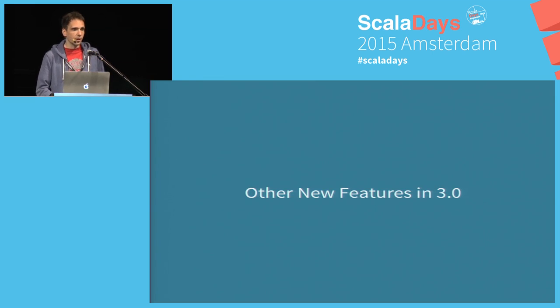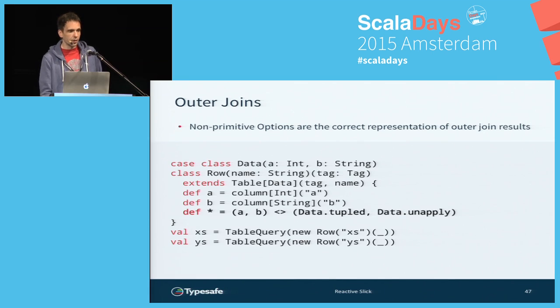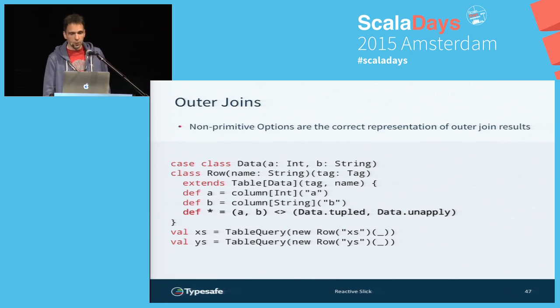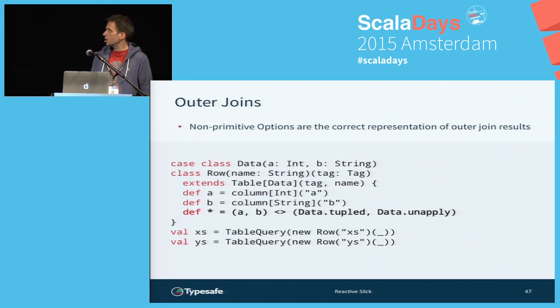I'd quickly like to highlight some other new features we added in this 3.0 release. Maybe you've used outer joins before, and they've been a huge pain so far in Slick because it gets the types wrong. Now you don't have to understand all the details here.